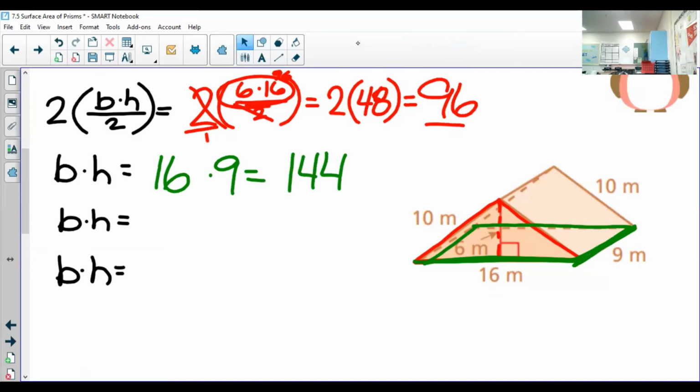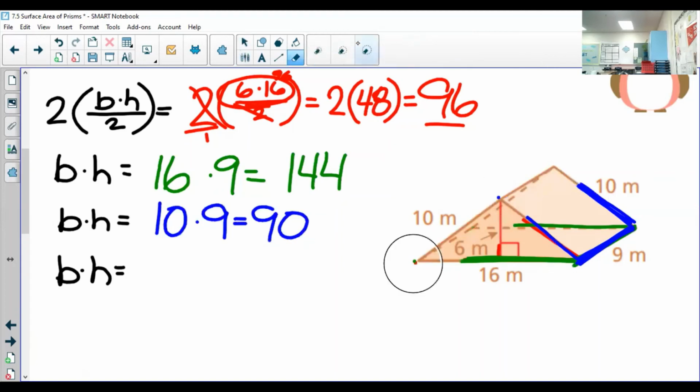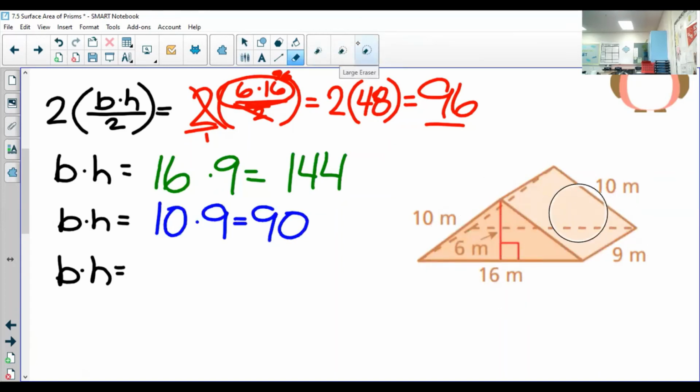Then we'll do this one right here in the front. That would just kind of flop over if we opened it. My base is here, and my height is right here. 10. 10 times 9. That we know is 90. And my last rectangle, I'll just do it in black. And it's really kind of hard to see because it's this one right here in the back.